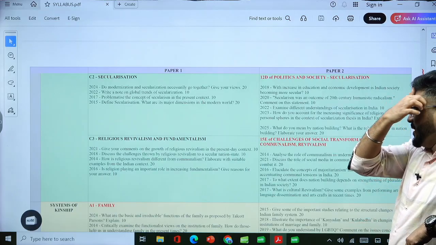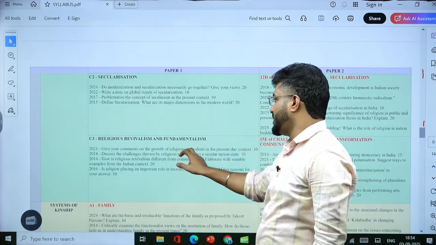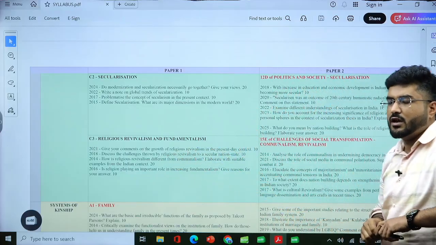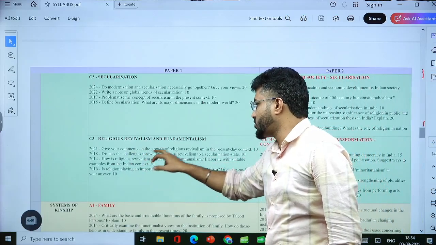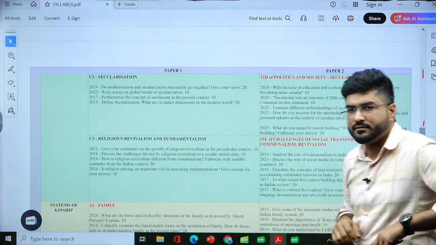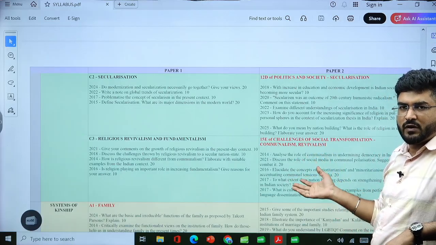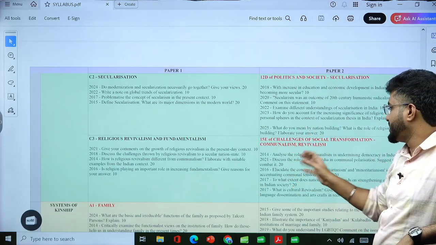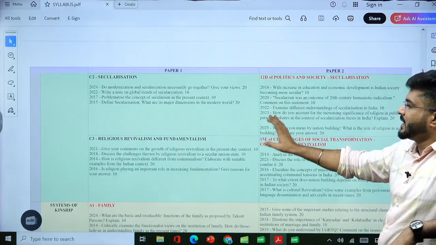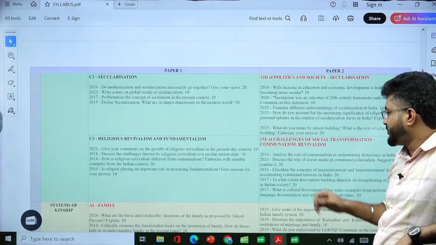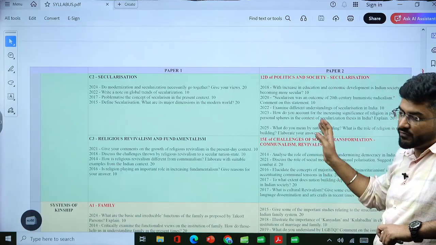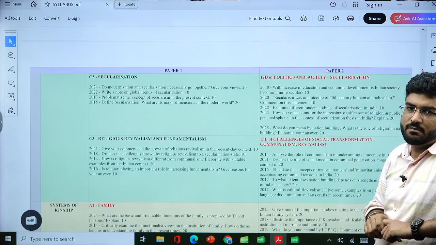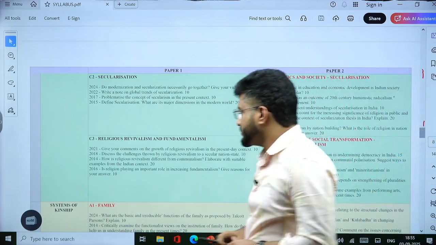Okay, for example, 2018, discuss the challenges thrown by religious revivalism to a secular nation state. What if the question is discuss the challenges thrown by religious revivalism to India? The same pointers will be written. We will be ready with ready-made examples of this revivalism from the Indian perspective. That means from chapter 12, chapter 15, the challenges of social transformation perspective. Okay.